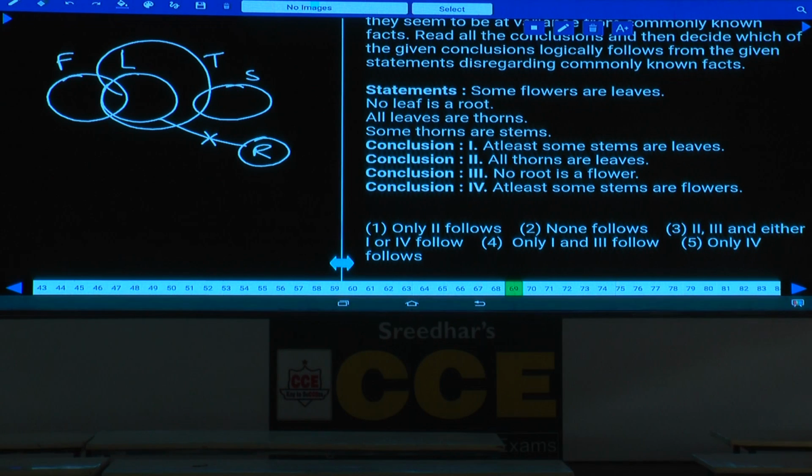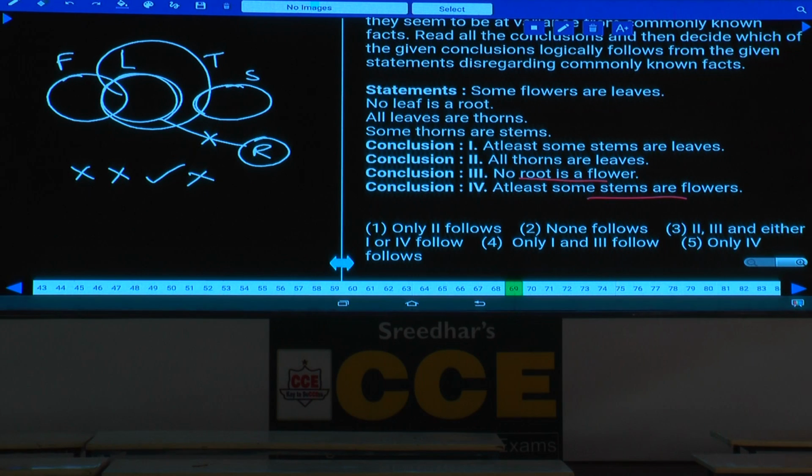Isn't it? Then coming to the first conclusion, some stems are leaves. These are leaves and these are stems. Some stems are leaves, that is false. All thorns are leaves, that is also false. All leaves are thorns is true, all thorns are leaves is false. No root is a flower, as of now, it is definitely true. Some stems are flowers is false. Only the third conclusion followed. As only the third conclusion followed, now we need to find its alternate diagram, because the third conclusion is a negative conclusion.